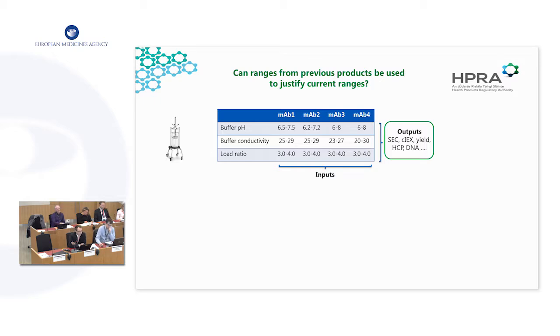And I guess moving on from that, so that's just deciding on criticality. Okay, we use prior knowledge as a tool to help us decide what's critical and what's non-critical. But could it then be used to justify the ranges, or for every single product do you need to study in small scale every single range for every single process parameter to justify the edges of the ranges?